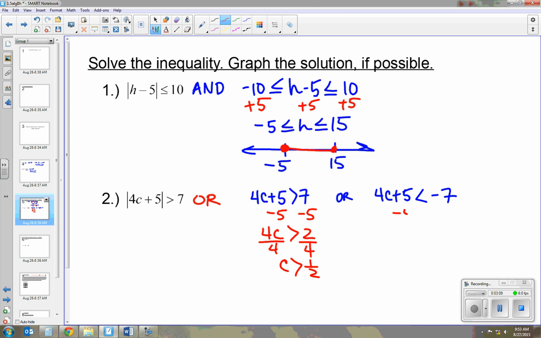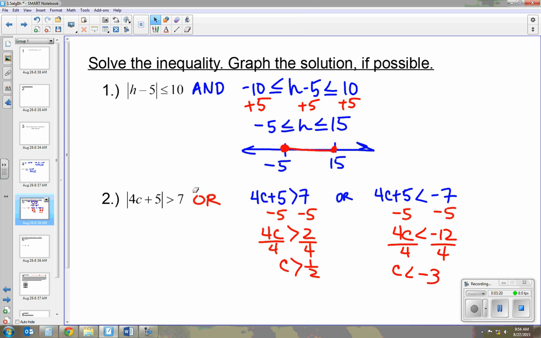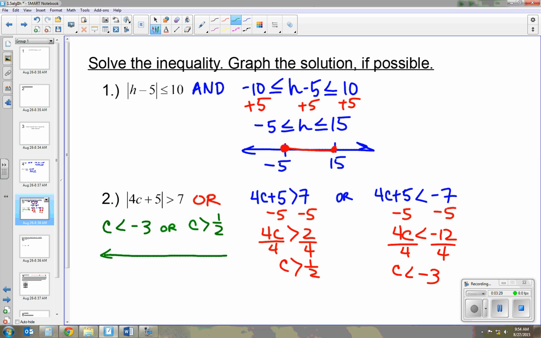The next one we're going to subtract by 5. We get 4c is less than negative 12. Divide by 4. So c is less than negative 3. And now we can write this in the correct order from least to greatest. So c is less than negative 3, or c is greater than 1/2. And we can graph this now. We have a negative 3. We have a 1/2. Since it's just "greater or," we have an open circle. And we shade them in opposite directions.